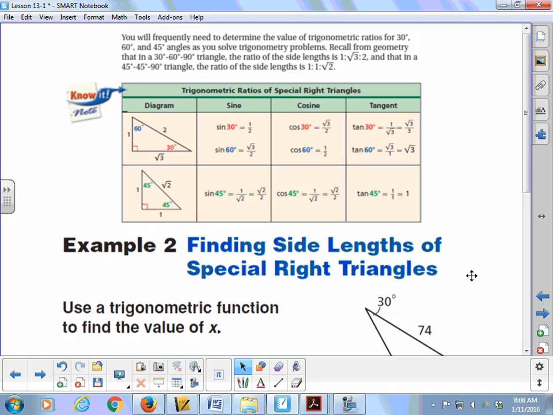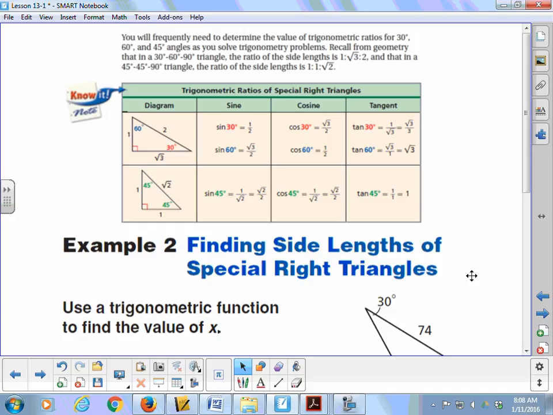Okay, so you're going to have the 6 trig functions: sine, cosine, tangent, and then the other 3, which are cosecant, secant, and cotangent. We'll talk about them at the end of the lesson, the last example. And you have to have these 2 triangles memorized: the 30, 60, 90 right triangle and the 45, 45, 90 right triangle.